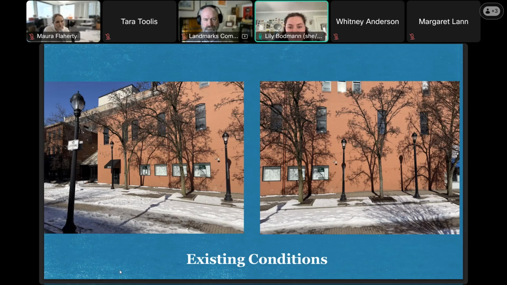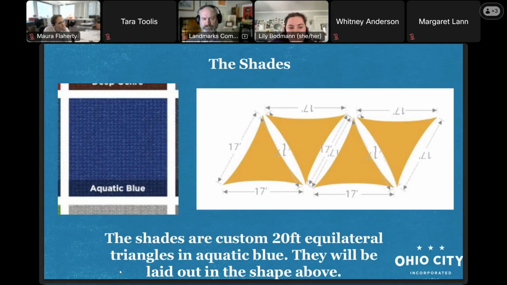So this is where we are looking to install the sunshades. Next slide, please. These are the shades in question. They are from a specific shade manufacturer called Tension. The layout to the right is the configuration we would be looking to put them in, and the color to the left is the color we are thinking. It's in line with our Ohio City branding and we think it's complementary to the existing colors of the surrounding buildings and the park in general. Each of the shades will be 20-foot equilateral triangles, in the layout above, going east-west down Market Avenue.